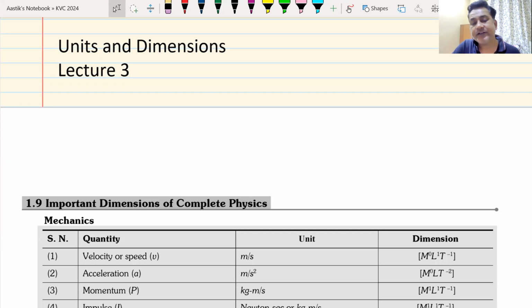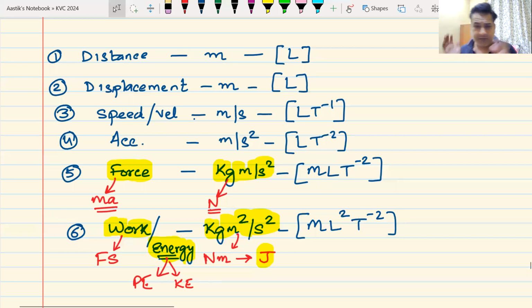We are here on lecture number 3 in units and dimension. If you recollect what we did in the previous lecture, we had discussed what do you mean by unit, what is basic unit, what is fundamental unit, derived unit.